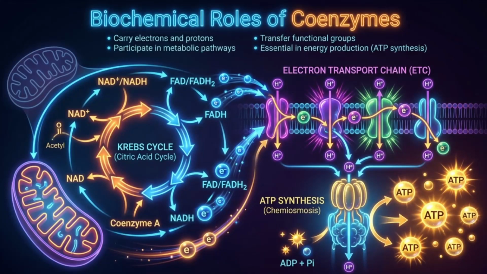Coenzymes are central to metabolism. They act as carriers of electrons, protons, and chemical groups, enabling complex biochemical reactions to proceed efficiently. For example, NAD+ and FAD participate in cellular respiration by transporting electrons to the electron transport chain, ultimately leading to ATP production. Coenzyme A plays a key role in fatty acid metabolism and in the Krebs cycle. Thus, coenzymes are indispensable for energy production and metabolic integration.